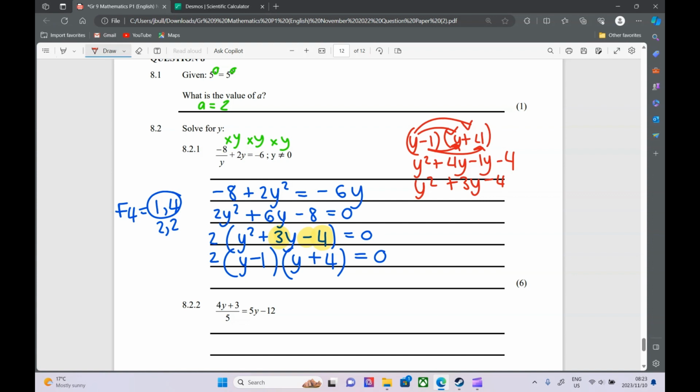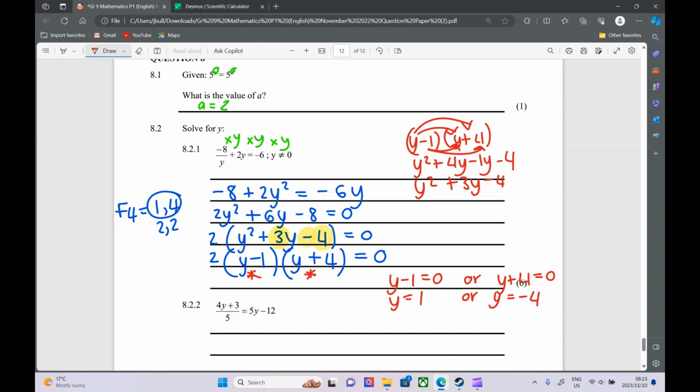The reason we've gotten to this point is we know that for this to be equal to 0, one of these has to be 0. So 2 can't be 0, but one of these brackets has to be 0. So we can then say either y minus 1 is equal to 0 or y plus 4 is equal to 0, which means if you take the numbers across, you're going to get y is equal to, when you take the minus 1 across, it becomes positive 1, or y is equal to negative 4, because when you take it across, the sign changes. Okay, so that is a nice solving one there.